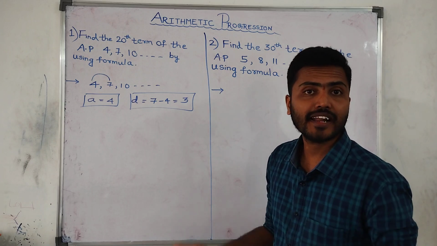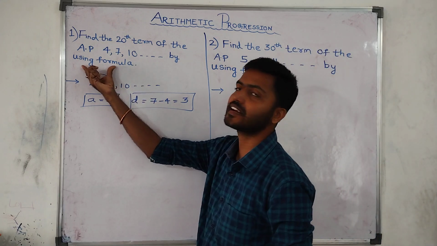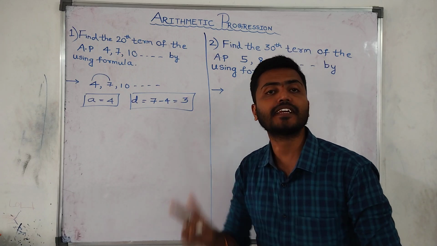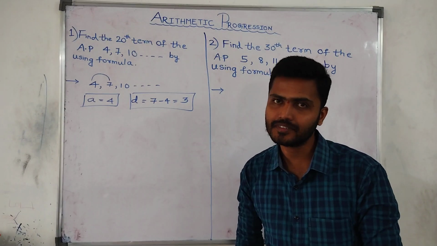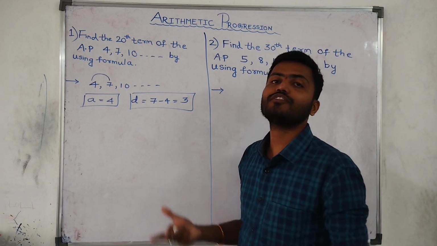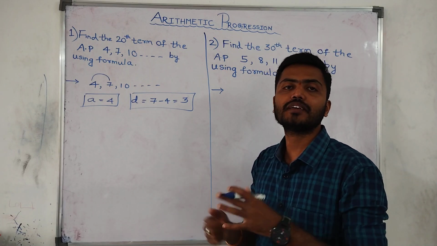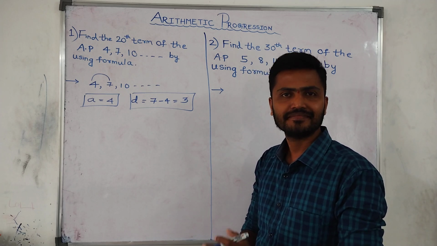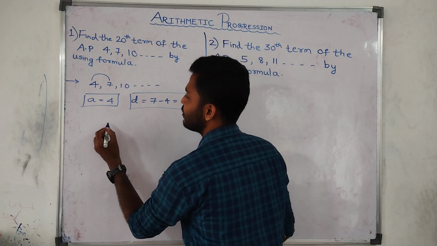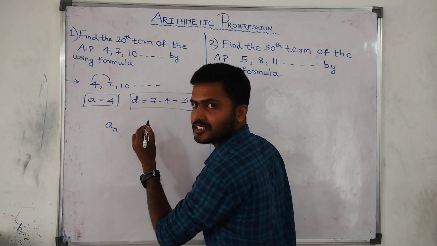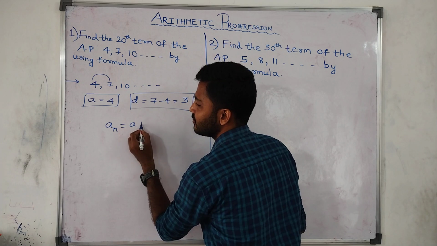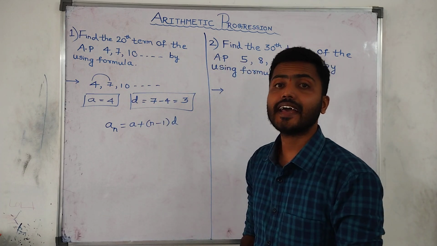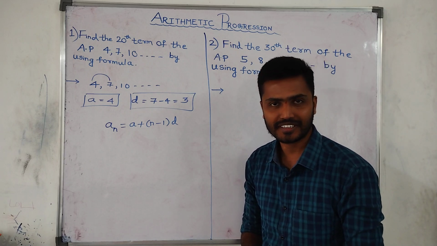We can use the formula, right? They have told us to use the formula and find the 20th term of this arithmetic progression. Yes, we all know the formula. What is the nth term formula? It is, yes, a_n is equal to a plus (n minus 1) into d. So this is nothing but the nth term of our arithmetic progression.